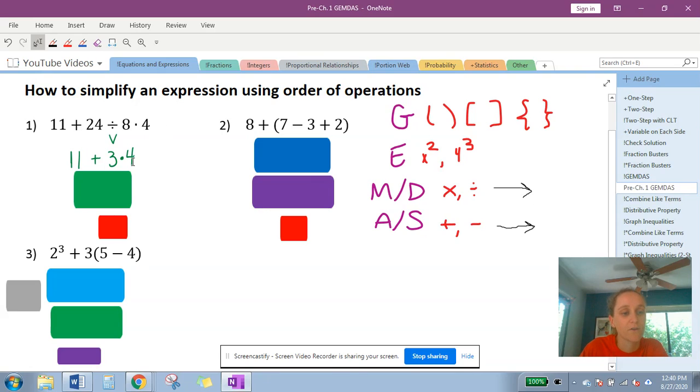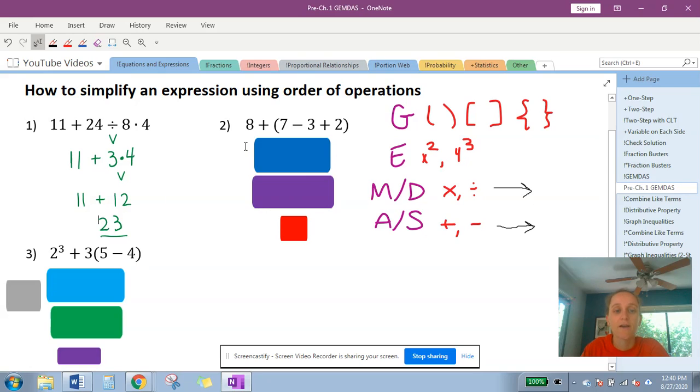And then bring down everything else. So I have 11 plus 3, and then times 4. And then next, it's either addition or multiplication. And I know that multiplication comes first, so 3 times 4 is 12. And then I bring it down, and then 11 plus 12 is 23. So that's my final answer.